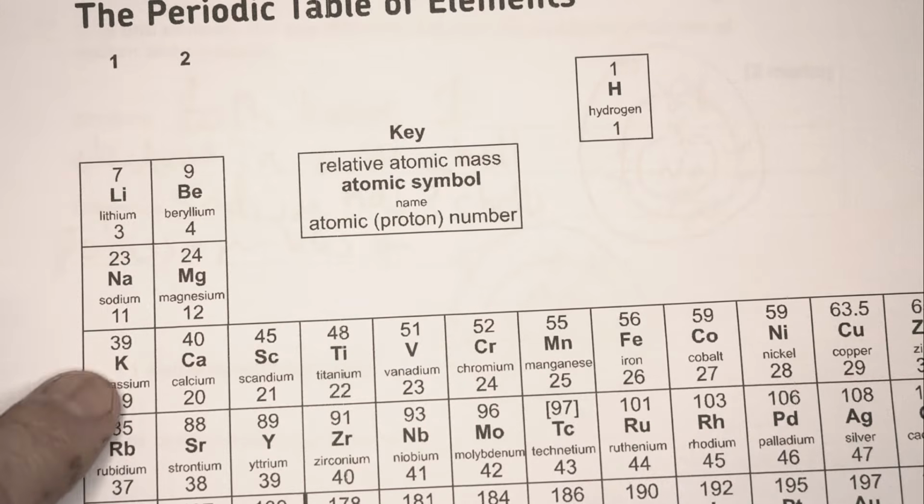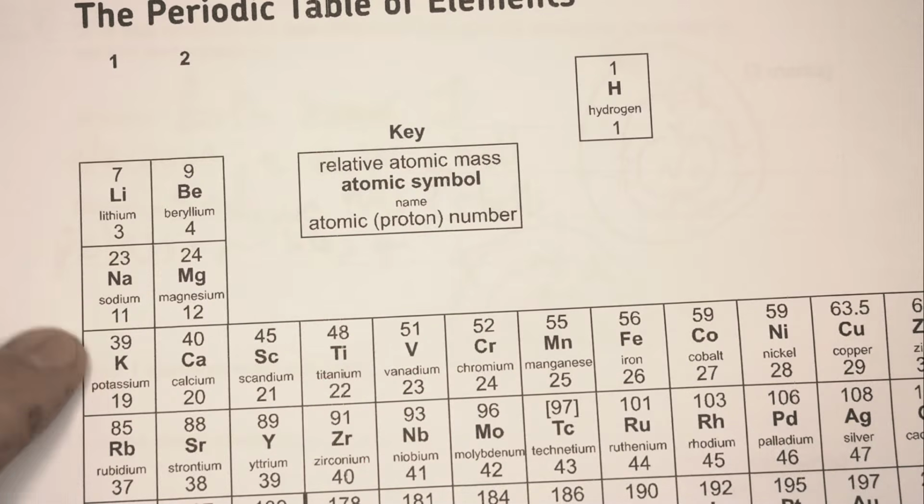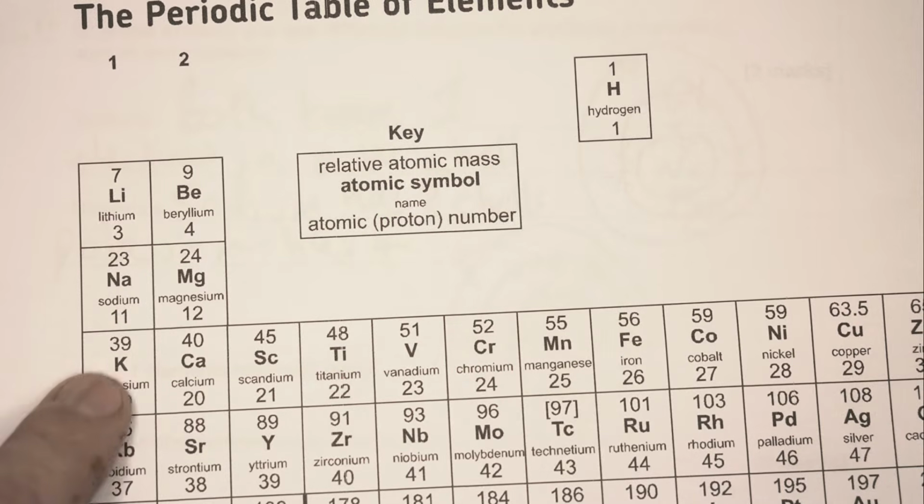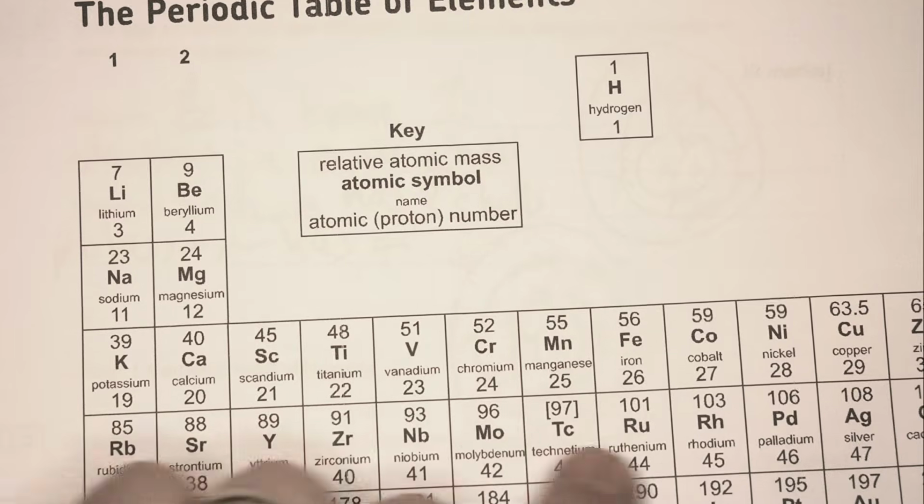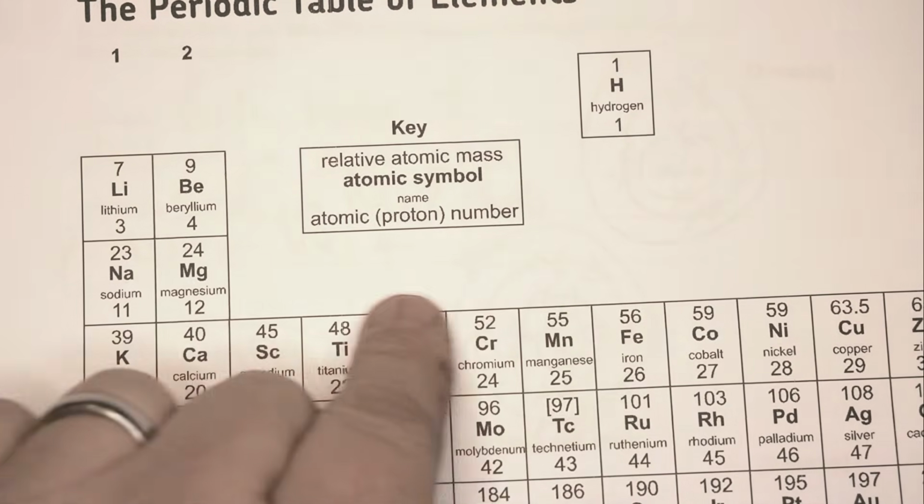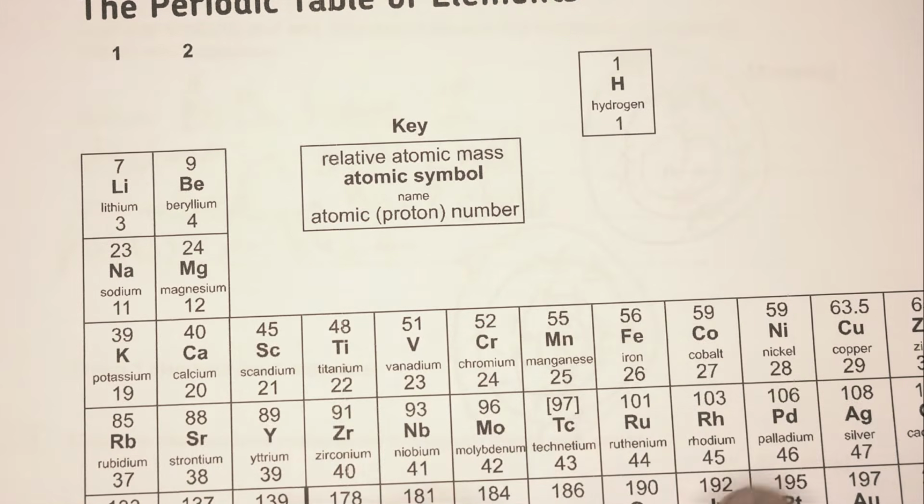So that means that they've both got 1 electron in the outer shell. Remember the rule that the group number tells you the number of electrons in the outer shell. So that tells us they've both got 1 electron in the outer shell. The other rule is that the period number tells you how many electron shells there are.